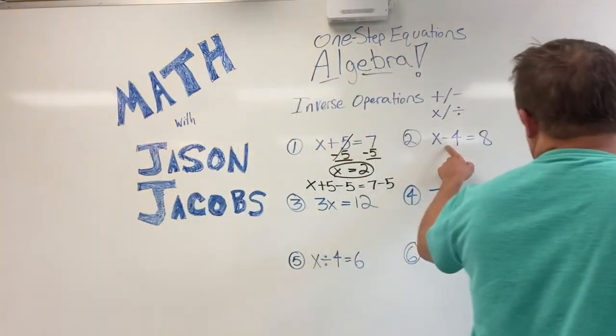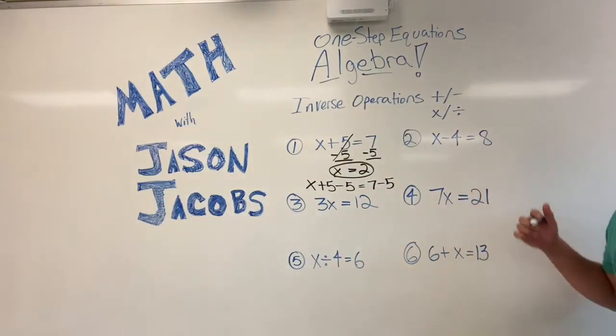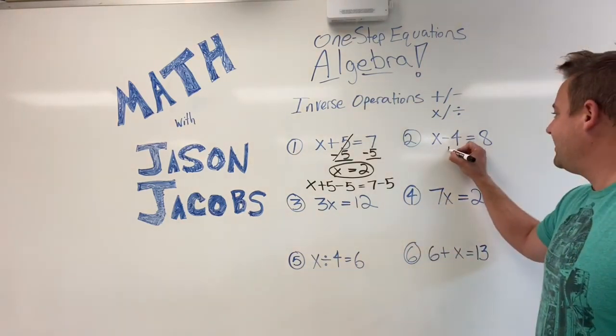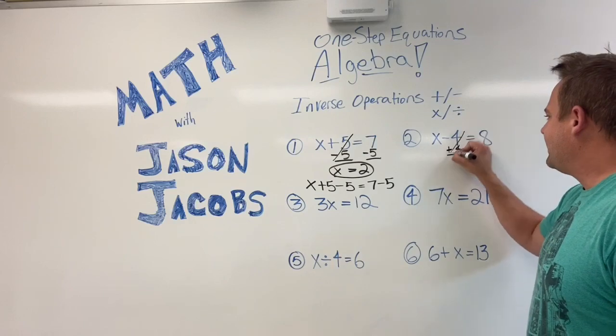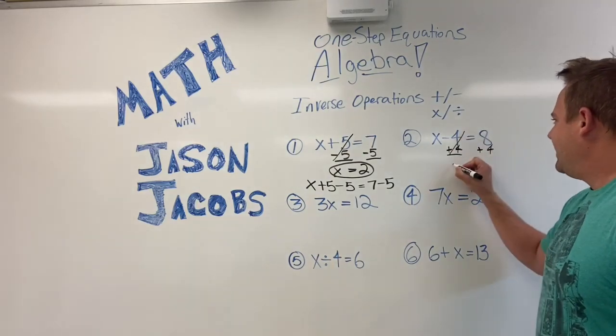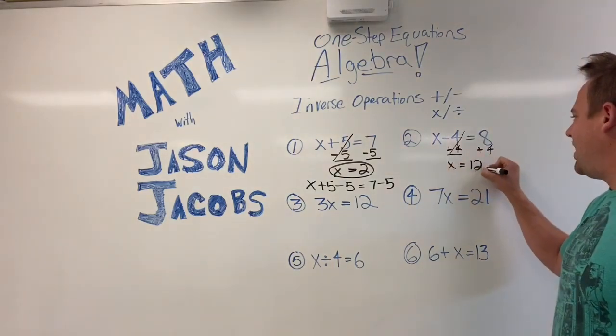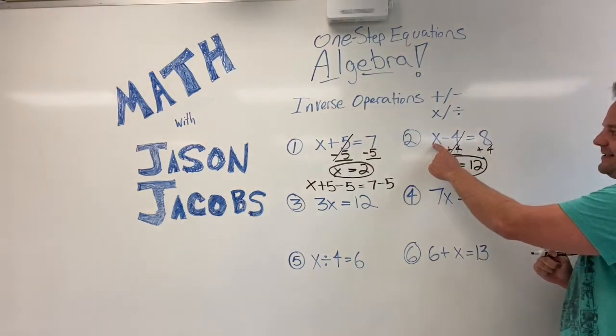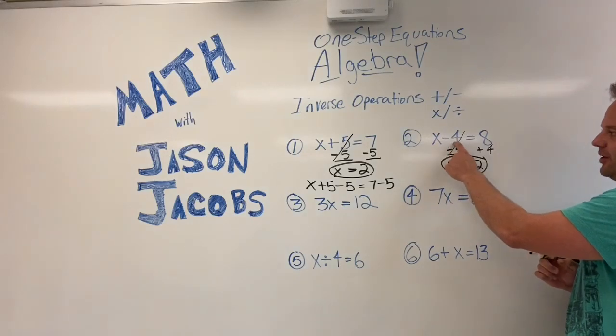So x minus 4 equals 8. What's the inverse operation of subtracting 4? That's right, adding 4. So we can add 4 here. That cancels. Add 4. We get x equals 12. And now we'll check to make sure that that's correct. 12 minus 4 is 8.